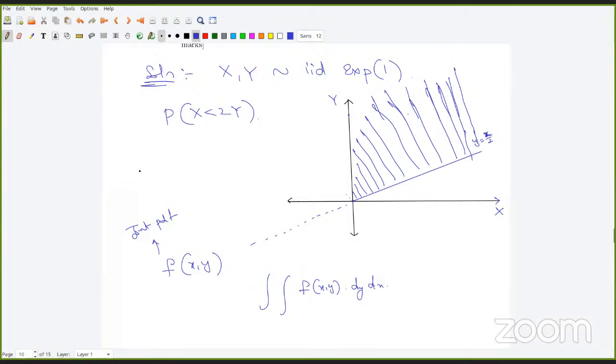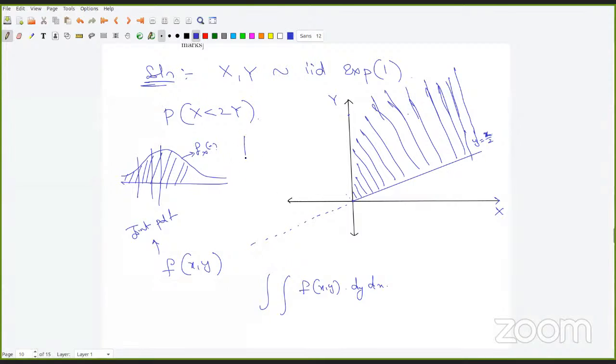You understand the one variable case, right? If you have some f(x) graph, the density graph is like this. If you compute the area under the curve over this interval, you will get the probability that x lies in this interval. The same thing we do for the two variable case here.